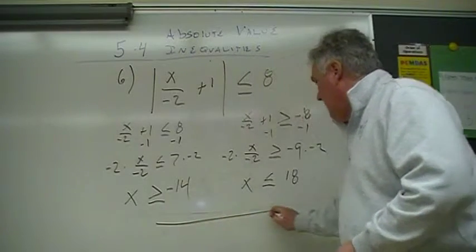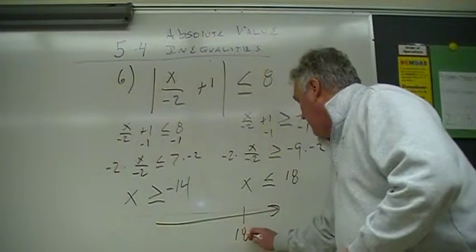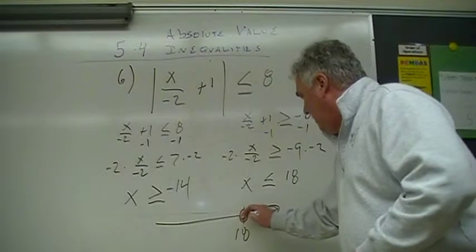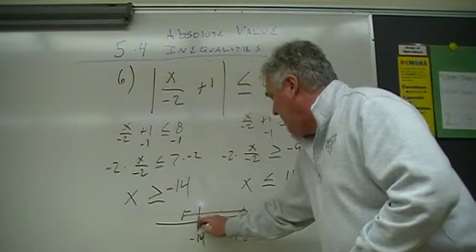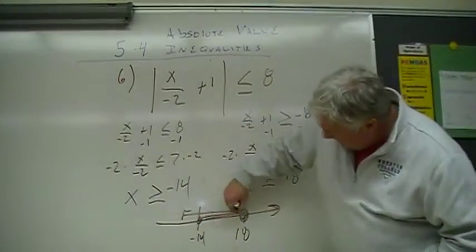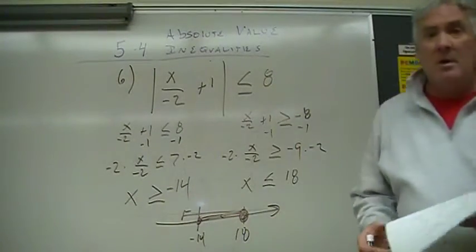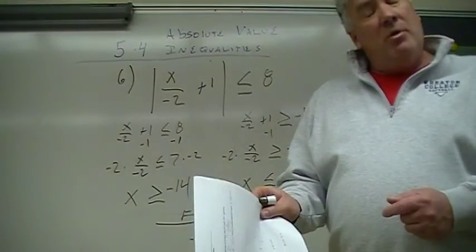Now, graph. Less than or equal to, going this way, negative 14, greater than. The answer is going to be what's in between. All right? Let's keep working on these. Keep going.